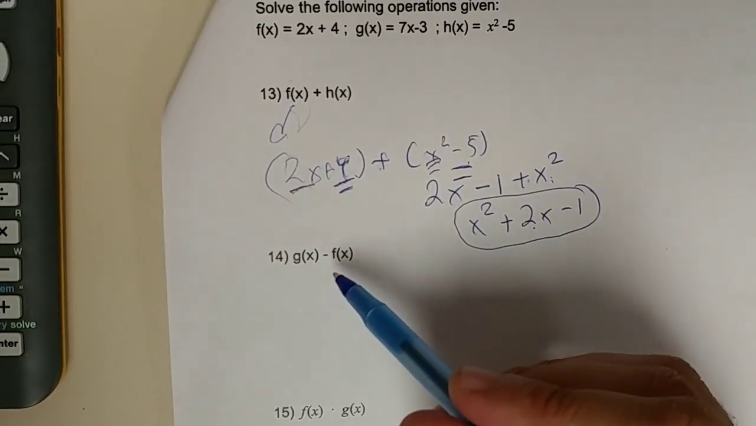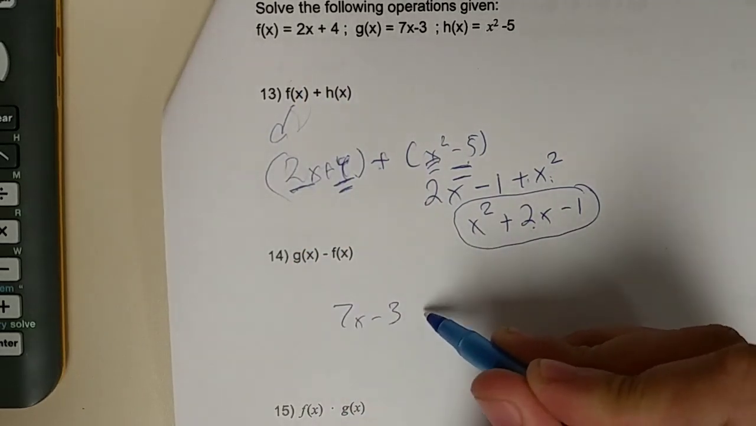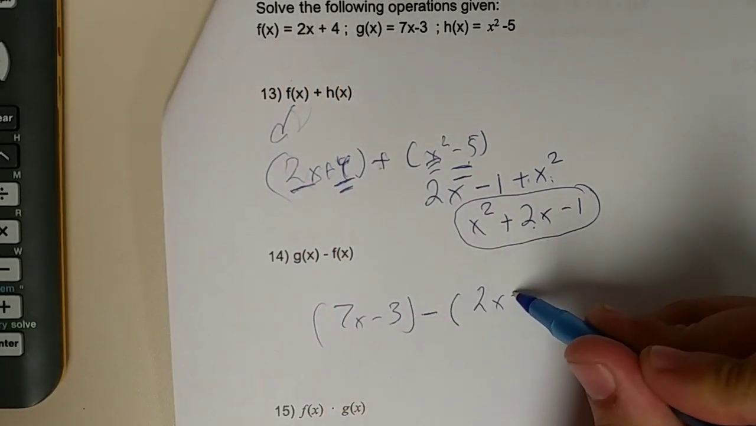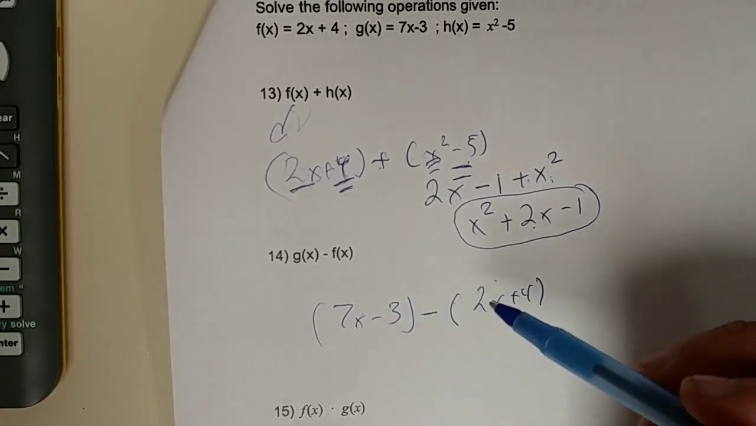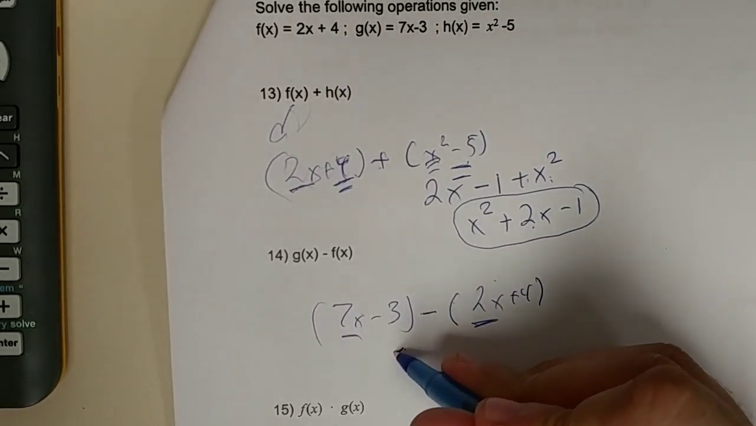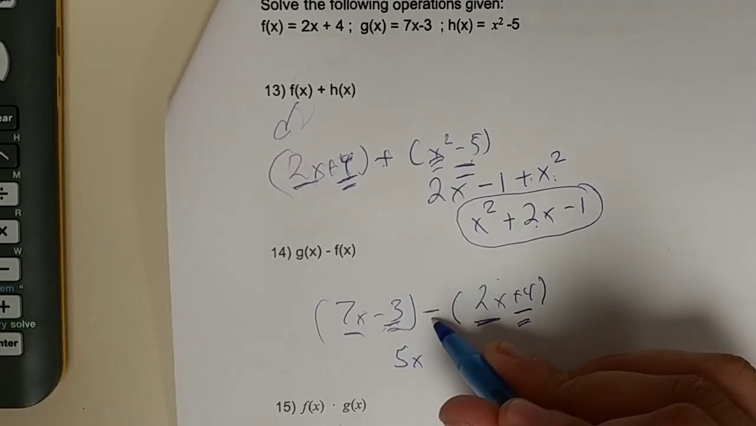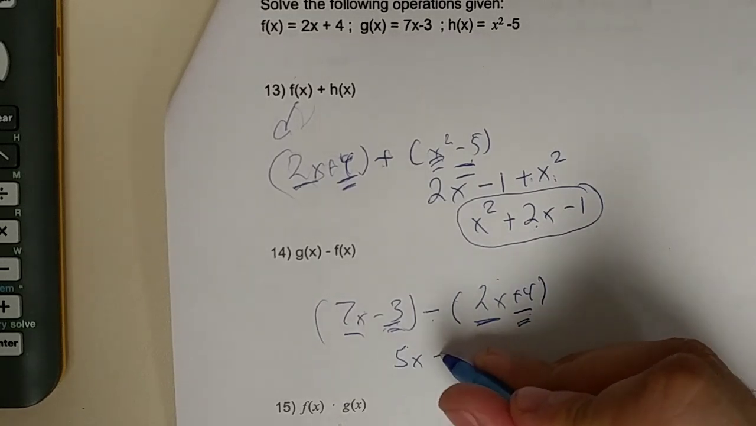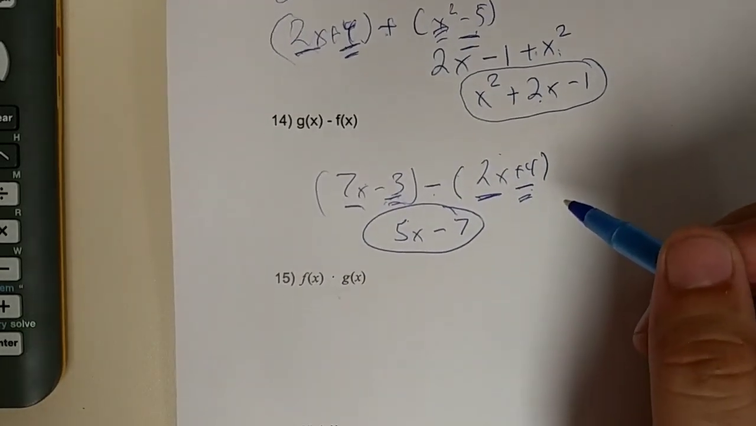All right, next one. G of x minus f of x. So g of x is 7x minus 3 minus, and I'll put this in parentheses, I almost forgot, f of x, which is 2x plus 4. All right, 7x minus 2x. 7 minus 2, this and this is the same term. So 7 minus 2 is going to be 5x. Negative 3 minus positive 4, or minus 4, is going to be negative 7. So minus 7. That's already in descending order, so that's good.